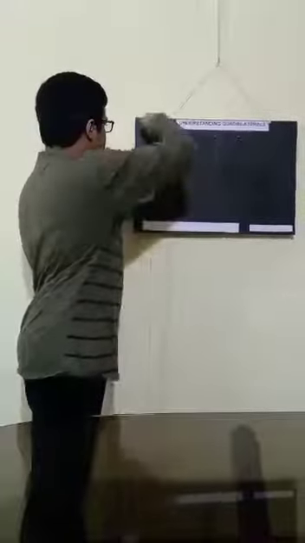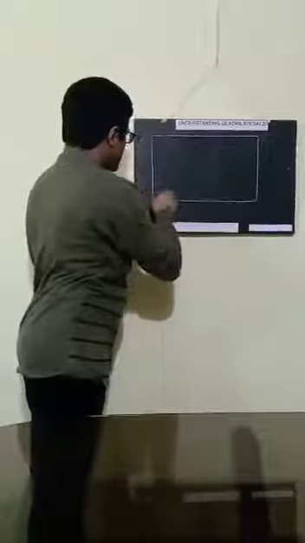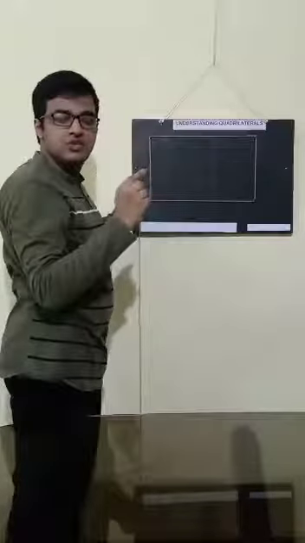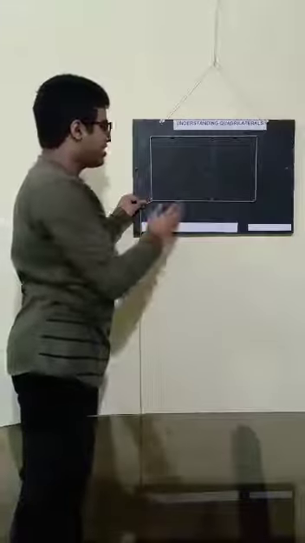Now let us move on to the next parallelogram. And it is a rectangle. A rectangle is a parallelogram with one of its angles equal to 90 degrees. Now let us see the properties of a rectangle.